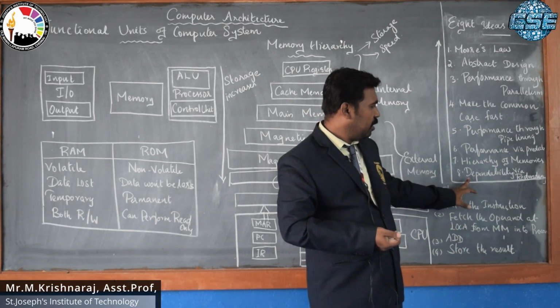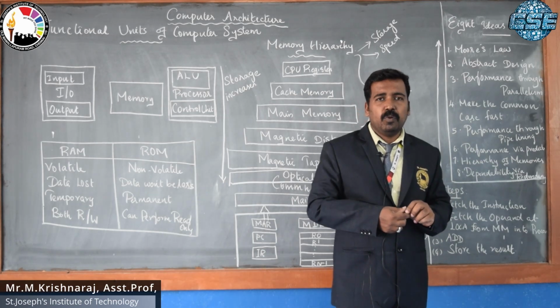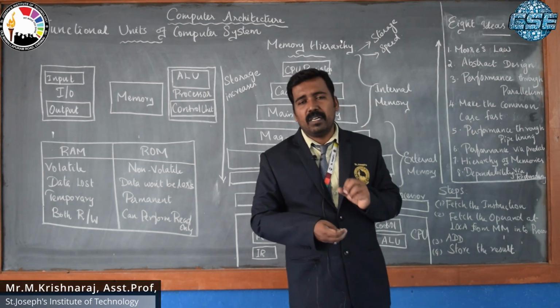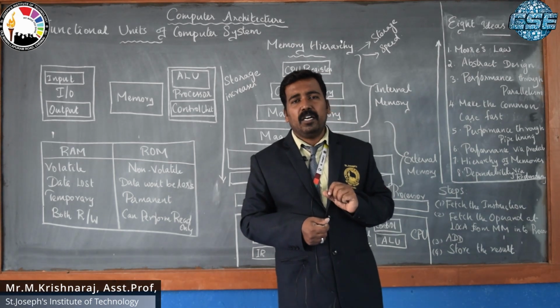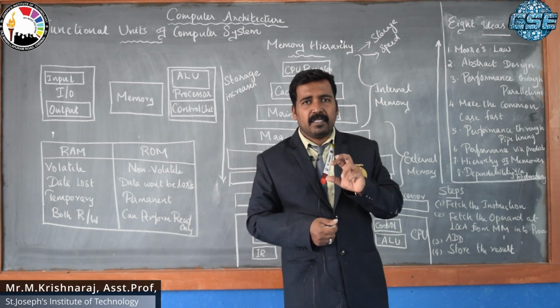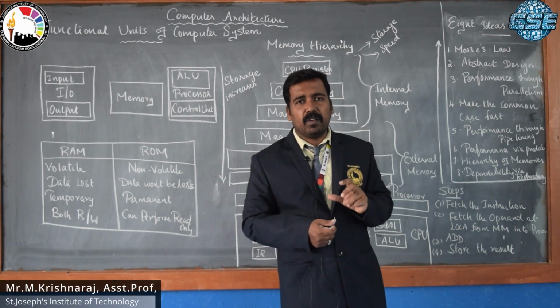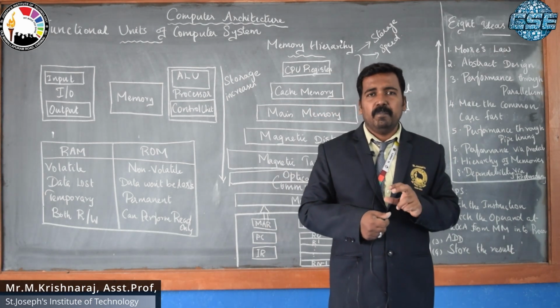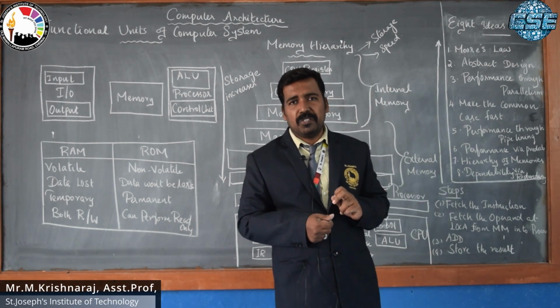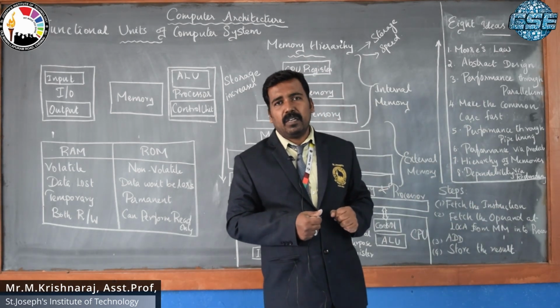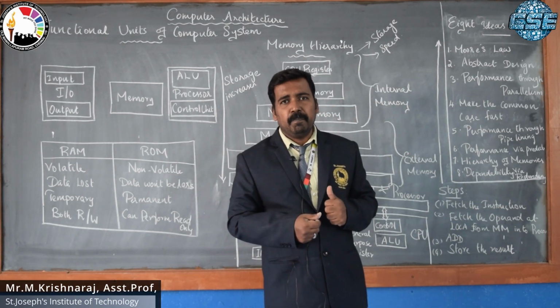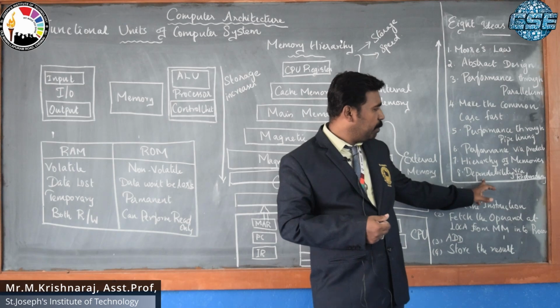And the last one is dependability via redundancy. The computer system should be dependable through redundancy. We go for redundancy so that in order to access the data, even if any power failure or any kind of technical failure occurs in the computer system, this technique will be capable of retaining the data or getting a backup of the data. That is called dependability via redundancy.